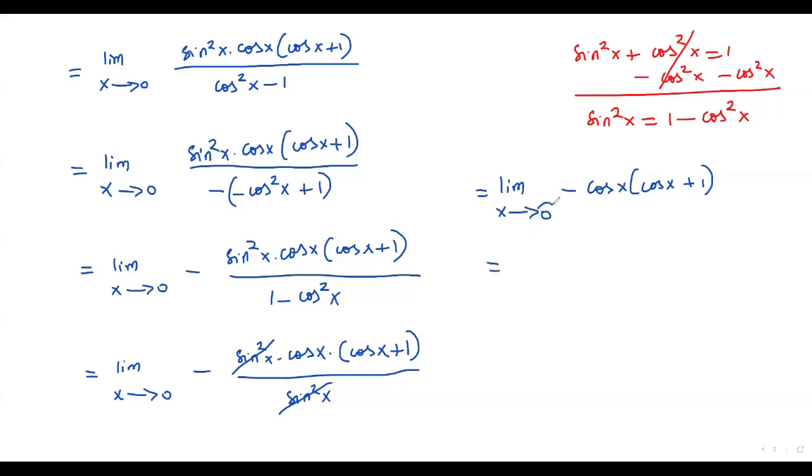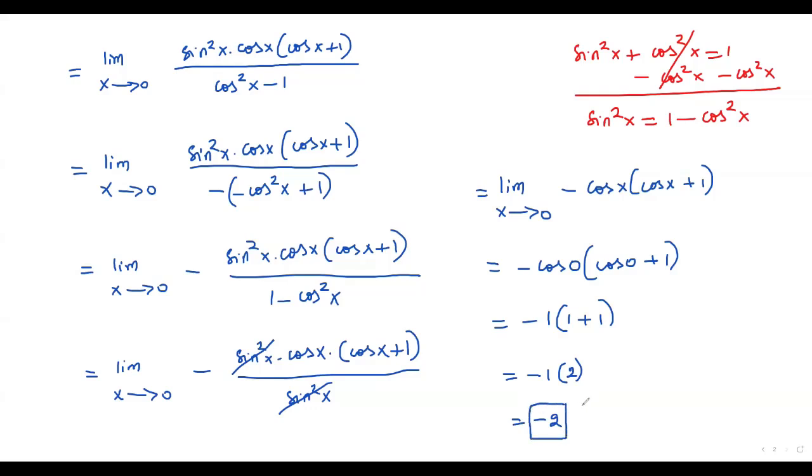Now we can plug in the limit 0 for x. Then I'm getting - cosine 0 times (cosine 0 + 1). Already we know the value of cosine 0, that's 1. So we can plug in 1 for cosine 0. Again, we can plug in 1 for this cosine 0 + 1. So - 1 times (1 + 1) is - 1 times 2, which is - 2. So the evaluation of the given limit is - 2.